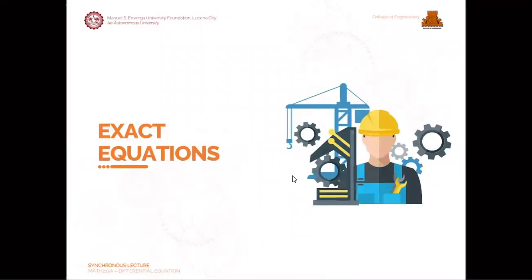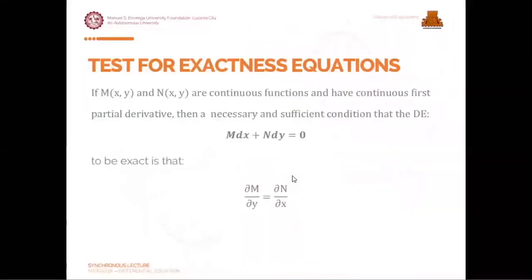Okay? So, pag sinabi exact equations, paano masasabi exact ang equation? So, meron tayong test for exactness ng equation. So, halimbawa daw, if yung M(x,y), okay, and N(x,y) are continuous functions and have continuous first partial derivative, then a necessary and sufficient condition that the differential equation, so ito yung given differential equation natin, magiging exact daw siya kapag yung partial ni M in terms of partial ng y is equal sa partial of N in terms of partial of x.